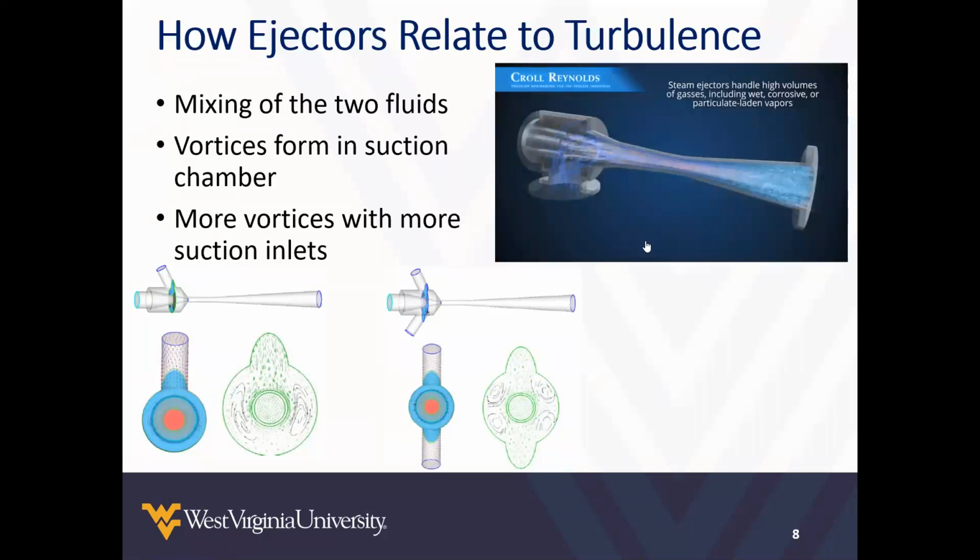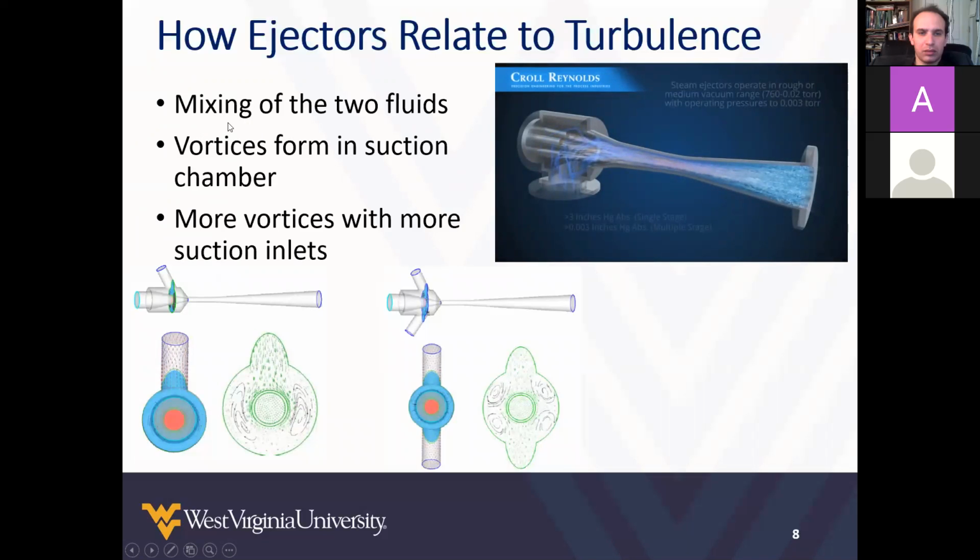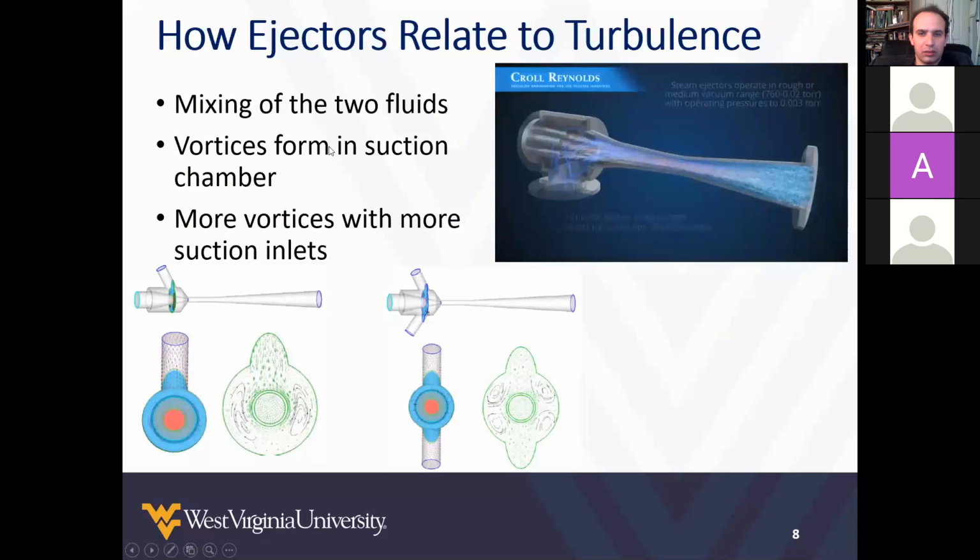So I figured I needed to relate ejectors to turbulence, so I'm going to talk about that a little bit. Here's a little clip of an ejector, so you can see the primary fluid, or the pressurized fluid, enters here and then sucks the secondary fluid up, and then they mix together and exit. That's one of the key characteristics of turbulence, the mixing. And some ejectors, that's their primary purpose, to mix fluids. So that's why I wanted to show that.